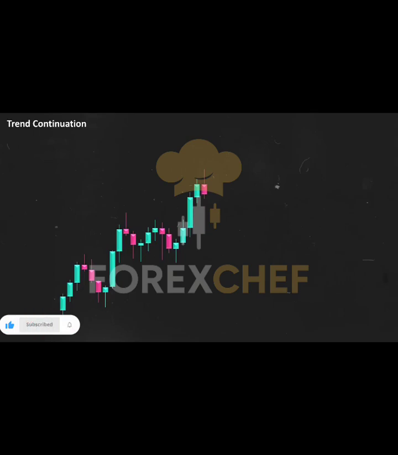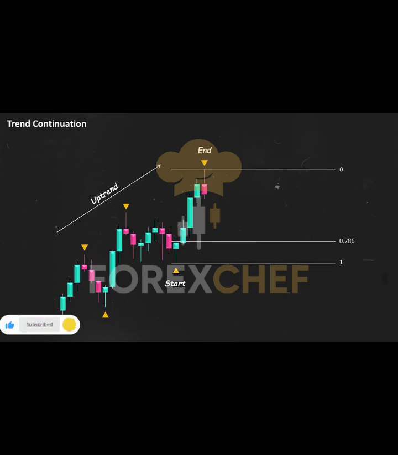Since this is a trend continuation setup, you should only use it when the market direction is clear on your chosen time frame. So, in the first step, simply identify the trend and the latest impulsive move. Apply the retracement tool from the start of the move to its end. Set a buy limit order exactly at the 786 level. Place your stop loss just below the swing low and target the swing high.